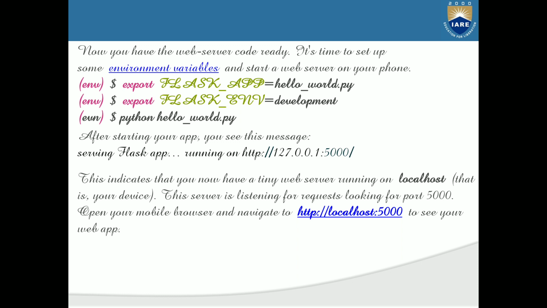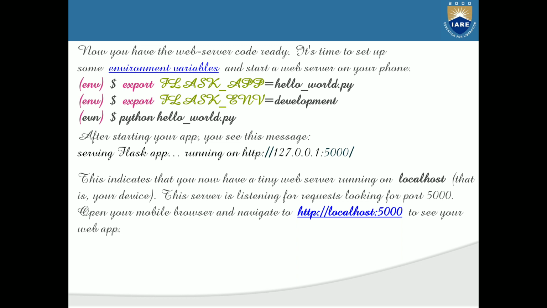env export FLASK_APP equals hello_world.py. env export FLASK_ENV equals development. env python hello world. After starting your app, you see a message like serving Flask app running on http. This indicates that you now have a tiny web server running on localhost, that is your device. This server is listening for requests on port 5000.